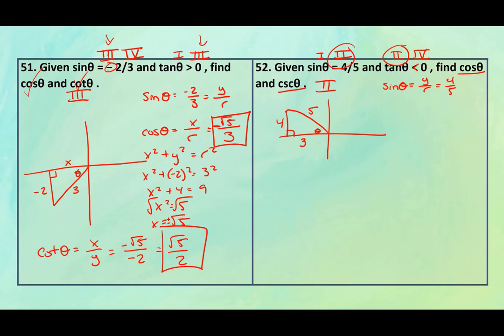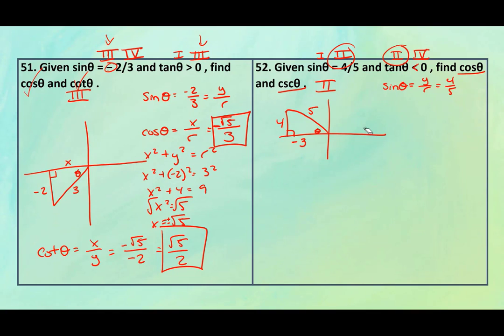So this side length has to be 3. But because it's in the second quadrant, it's going to be negative 3, because x's are negative in the second quadrant. So now we have all of the sides of our triangle, and now all we have to do is find out what cosine and cosecant are.